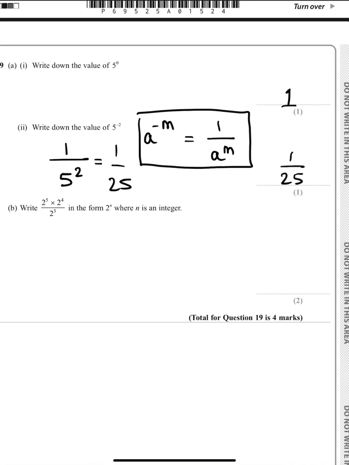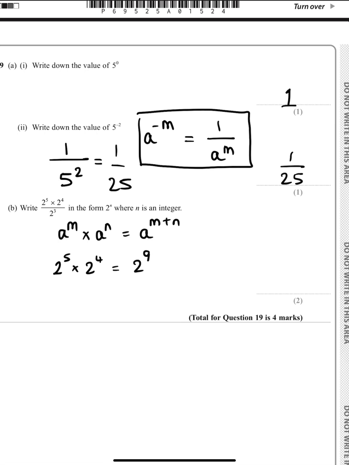Part B says to write 2 to the power of 5 times 2 to the power of 4 all over 2 to the power of 3 in the form 2 to the power of n, where n is an integer. So I'm going to use another index law here that says that a to the power of m times a to the power of n is equal to a to the power of m plus n. And I'm going to use that law for the numerator. So 2 to the power of 5 times 2 to the power of 4 is going to be equal to 2 to the power of 9, because 5 plus 4 is 9.